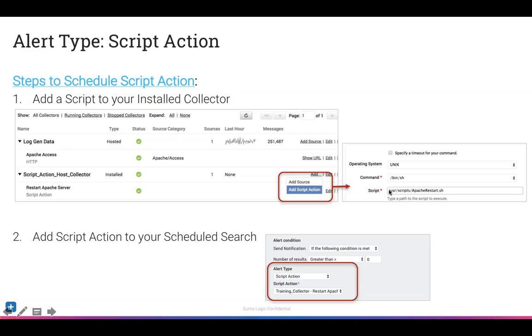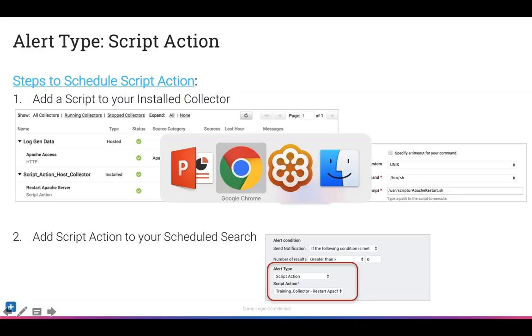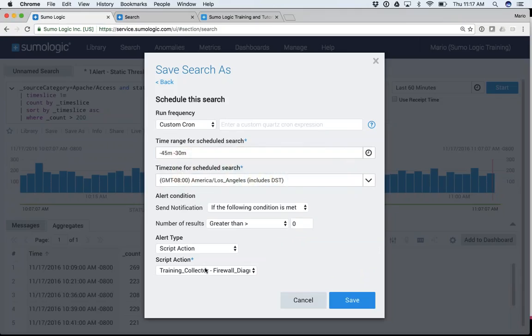Notice, Sumo Logic has no knowledge of what the script content is. All we know is where it resides so that we can kick off that script. Once that script has been set up, you can easily schedule it in your scheduled search, just like I did here. I have a couple of scripts already set up, so I can say I want this script to trigger when this condition is met.